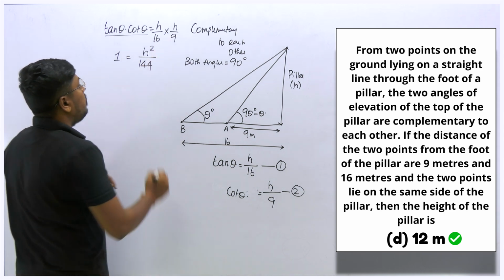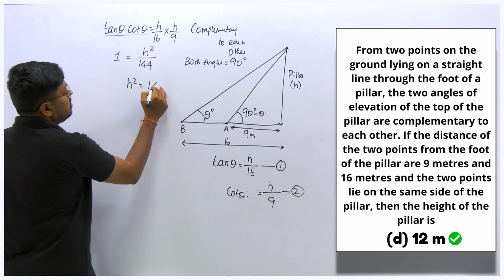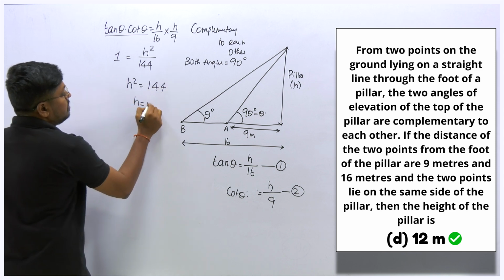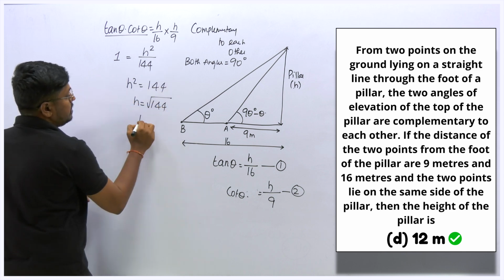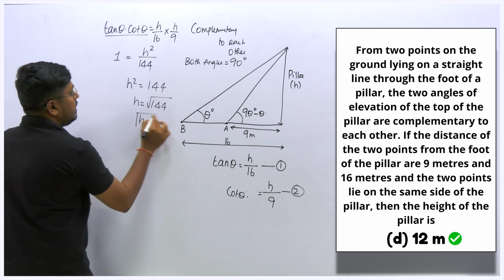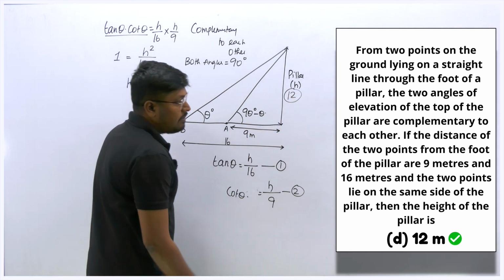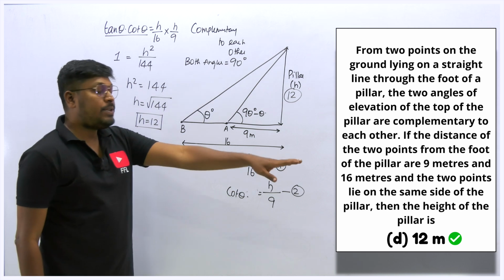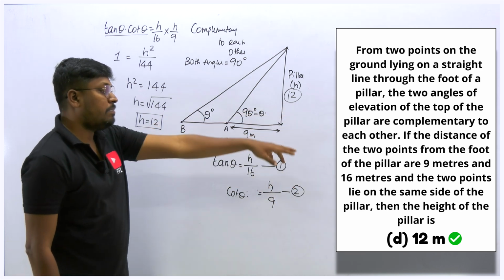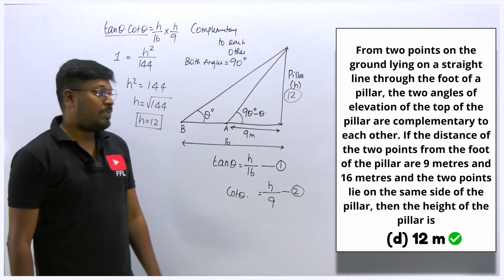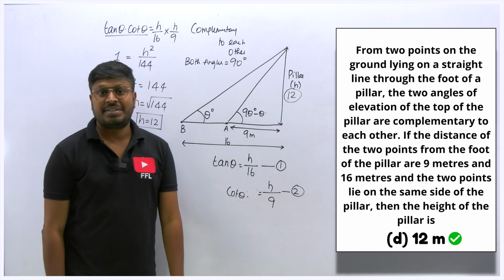9 6s are 54, 144. So h square is equal to 144. h is equal to square root of 144. h is equal to 12. So finally we can say that the height of the pillar is 12, right? And our target is to find the height of the pillar. Then we can say the height of the pillar will be 12 meter. So that will be the answer for this question, right?